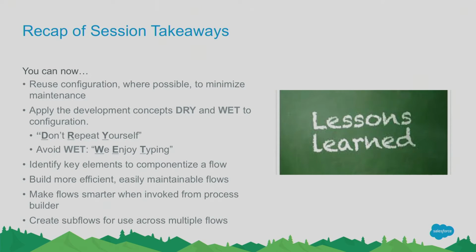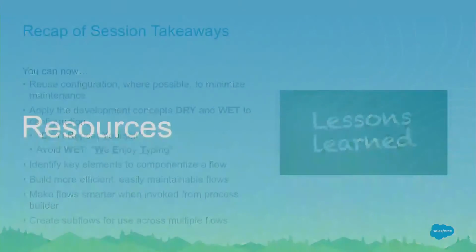So as a recap of the session takeaways, now you'll know how to reuse configuration where possible to minimize maintenance. We're going to apply the development concepts DRY and WET to configuration, so don't repeat yourself and avoid WET. We enjoy typing. We now can identify key elements to componentize a flow, build more efficient, easily maintainable flows, make our flows smarter by having Process Builder do the heavy lifting for us. And then we're going to reduce rework by bringing subflows into our other flows.